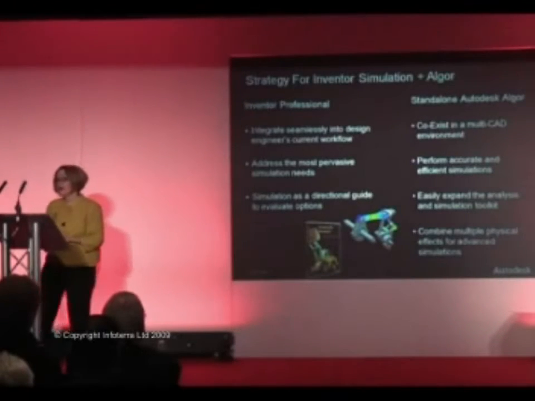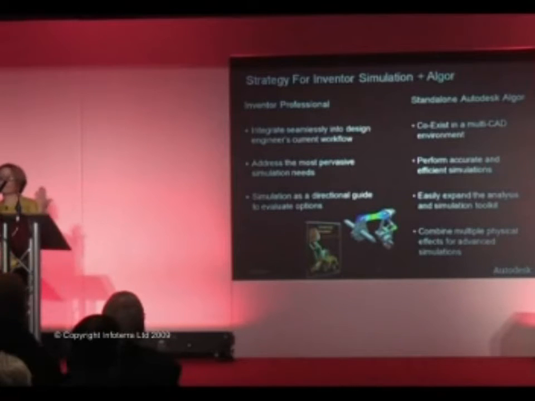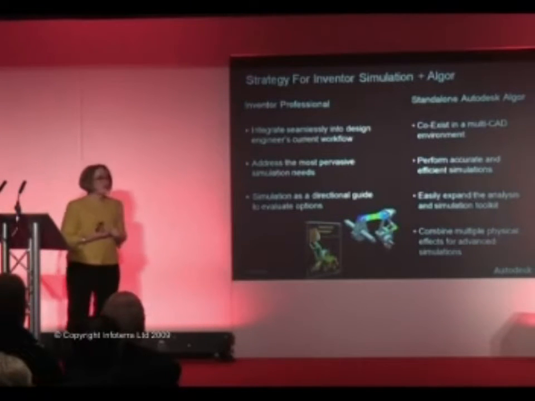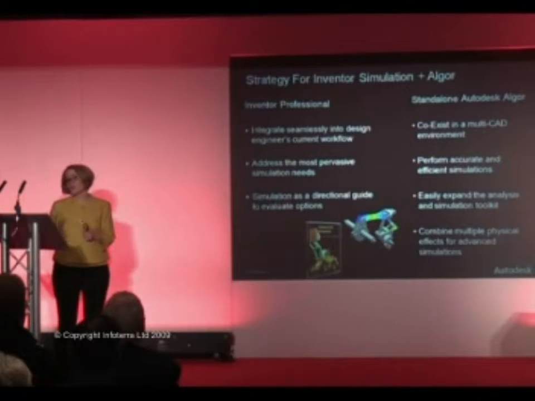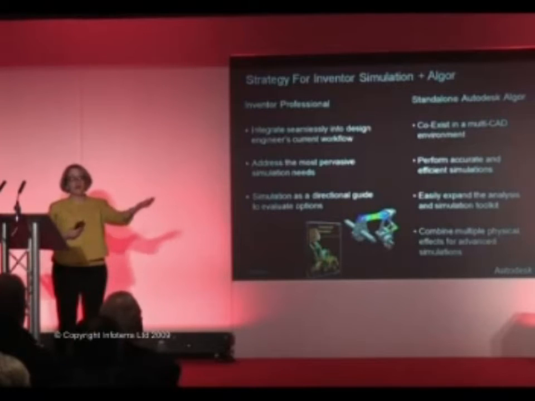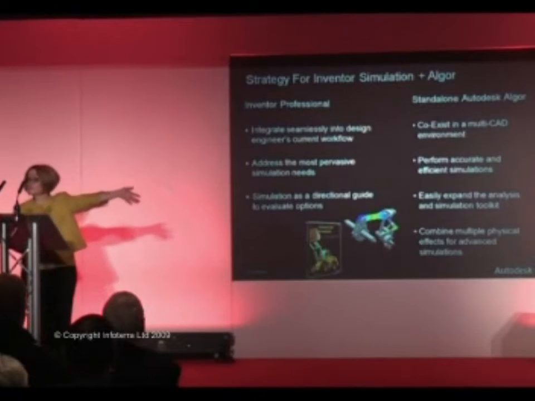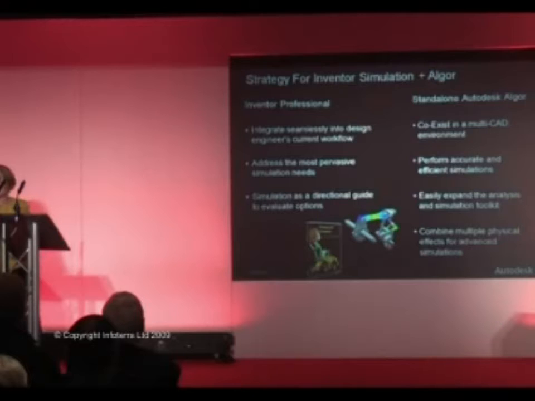So we now have two big products in our simulation portfolio. We have Inventor Professional, which is all the simulation embedded in Inventor that I just showed in that video. And here we're really trying to address the most pervasive problems and also be kind of a compass to your design. So it helps you evaluate, is A better than B? Make a crazy idea, go off in some direction, but it doesn't look like it's going to work out. You can check in simulation and then maybe try something else.